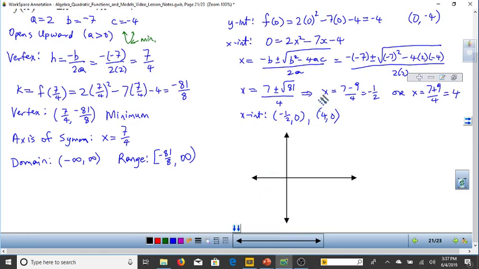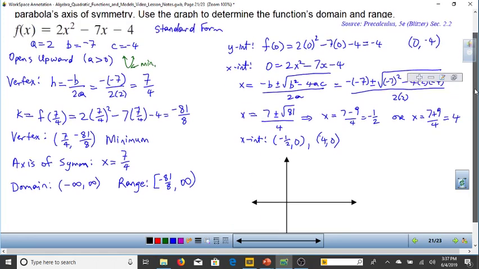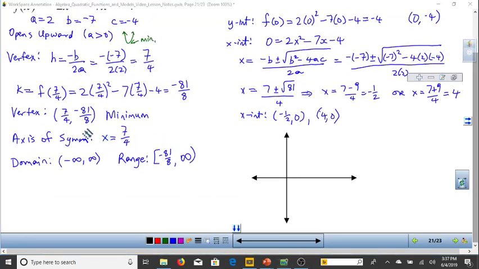The graph opens upward, with a minimum point. The vertex is (7/4, -81/8), which is about negative 10 and 1/8. The y-intercept is at negative 4. That's approximate, it's not exactly neat, but you get the idea. This point is negative 4. This point is negative half. This point is 4.